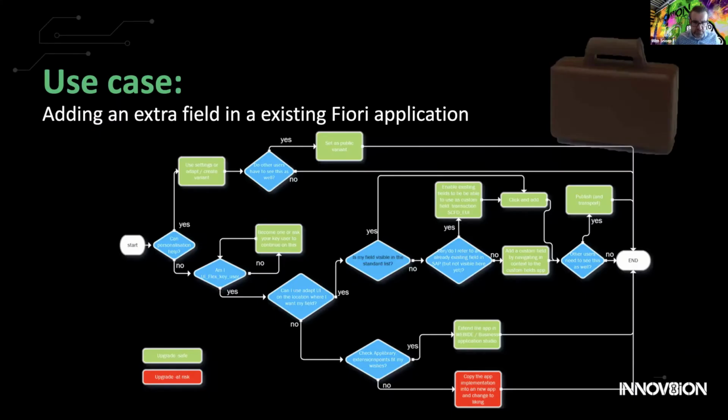Just for your reference, we developed a flow which can help you decide how to do things. So if you have an application and you would like to add a field, let's not go through the whole flow, but there are options there. You might want to think about personalization. You might want to know if you are this key user, so you have these options. And if you are, there are several options.